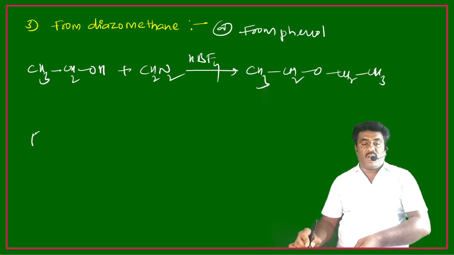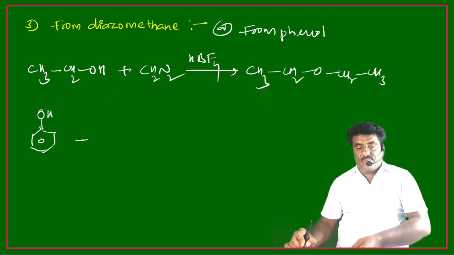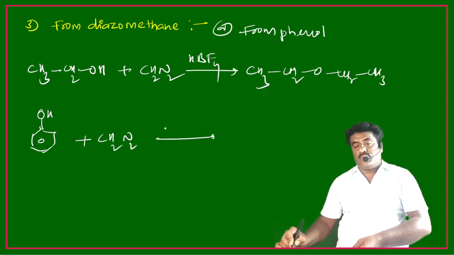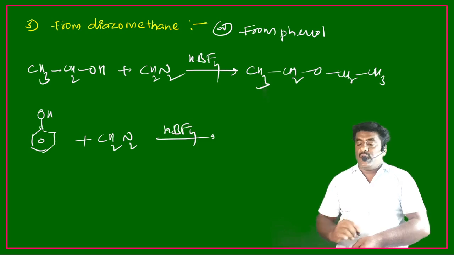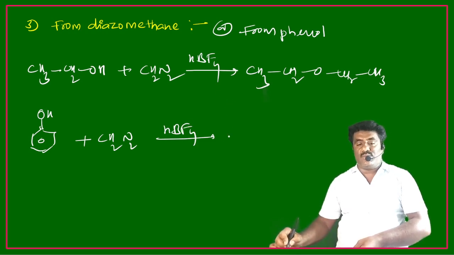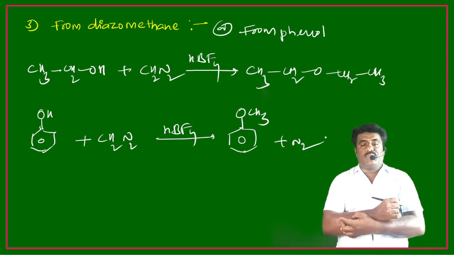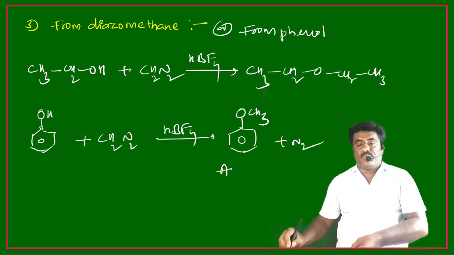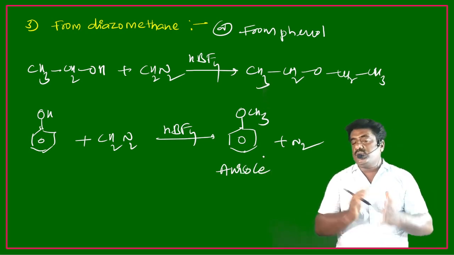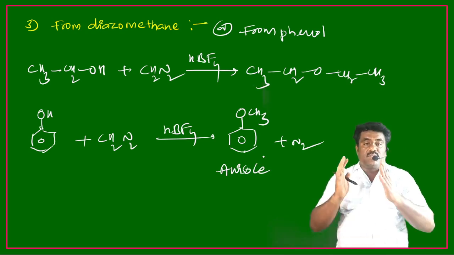Now I am taking phenol in presence of diazomethane and HBF4. It gives anisole, with nitrogen eliminated. Benzene with an OCH3 group is anisole, methoxybenzene. This is the third method.